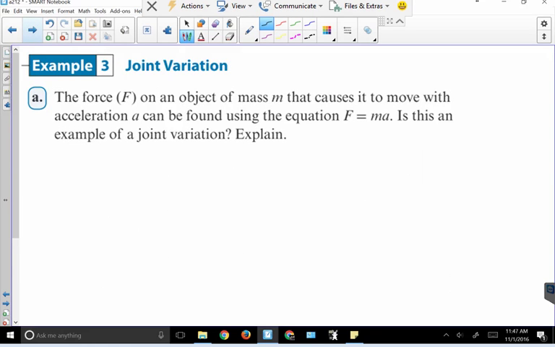So now, science. It says the force of an object of mass m that causes it to move with acceleration a can be found by the equation F is equal to ma. Is this an example of joint variation? Is it?